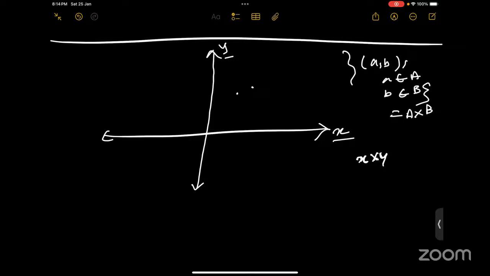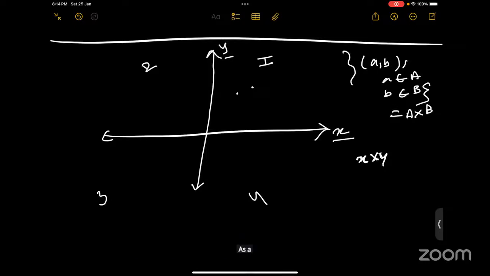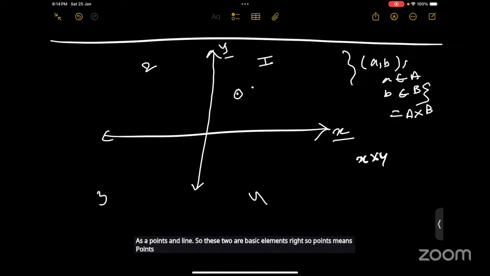So we know that this coordinate is typically called the first coordinate. This is our second coordinate, this is our third coordinate, and this is our fourth coordinate, right? And the elements of our Cartesian coordinate system are points and lines. So these two are the basic elements, right? Points basically represent an element of the Cartesian product of these two sets, x and y.